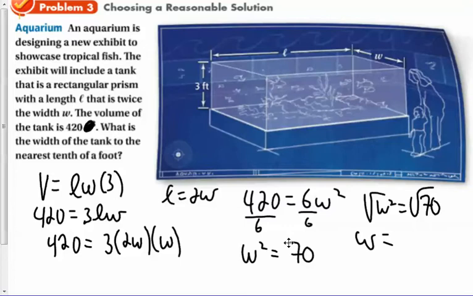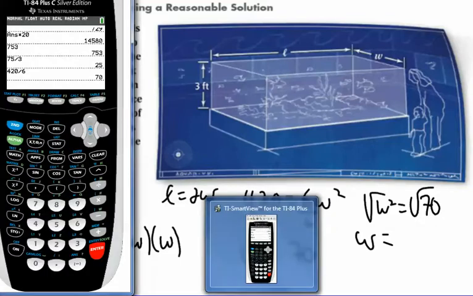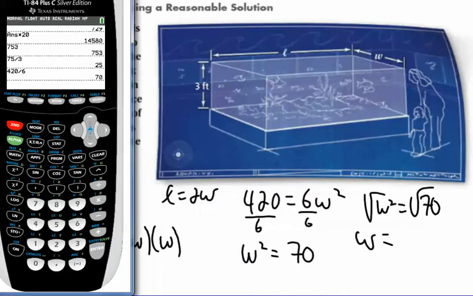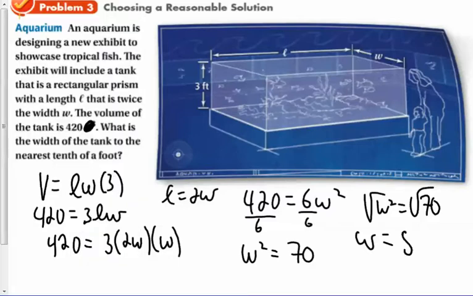So for the width, I don't need to break down this radical either. I'm going to literally plug into my calculator and take the square root of my answer, which was 70, so I get 8.36. So this is 8.36 feet. So the length is double that, okay? The length is double that.